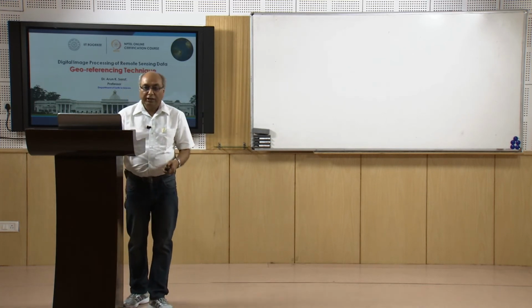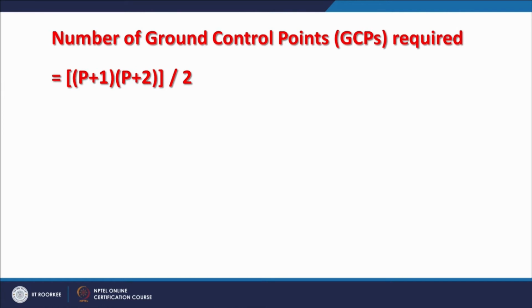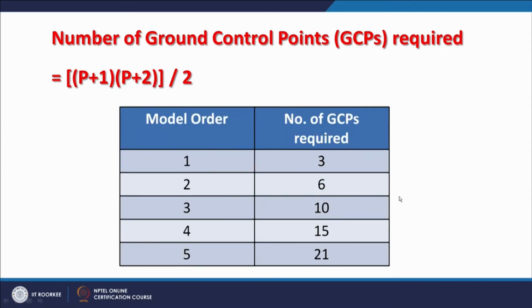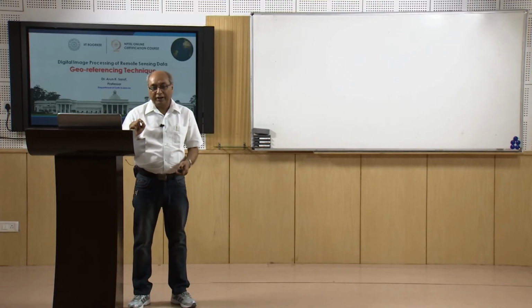The number of ground control points required depending on the polynomial order is decided by a simple equation: p plus 1 multiplied by p plus 2 divided by 2. That means if I go for just first order polynomial transformation, then the minimum number of GCPs required is 3. If I go for second order, then I require 6, and if I go for third order, then I require 10.